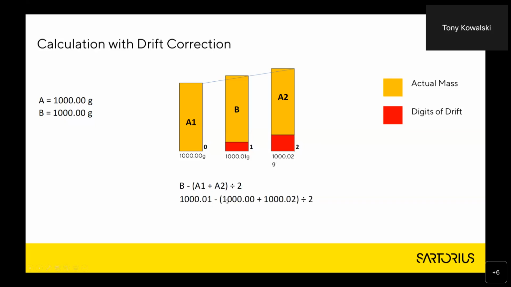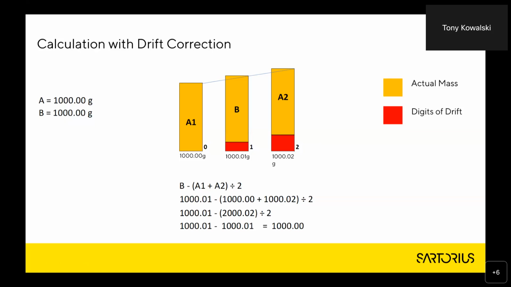So 1000.01 minus 1000.00 plus 1000.02 divided by 2, it's 1000.01, which is B, minus 2002 divided by 2, it's 1000.01 minus 1000.01. So the value we've calculated for our weight being tested is exactly correct. So this is what we mean by drift correction.